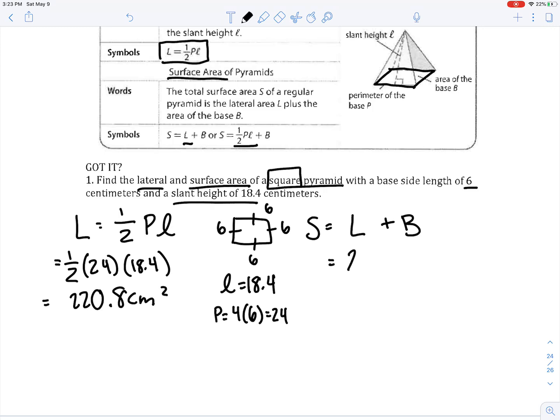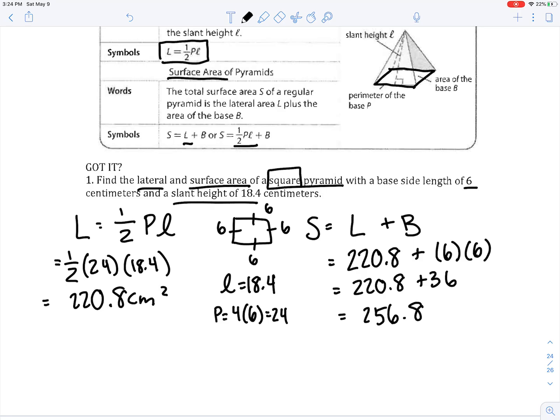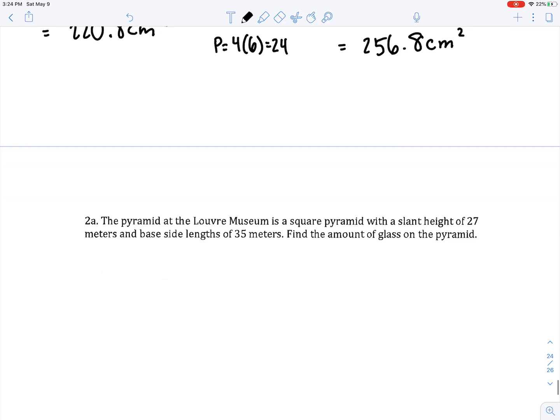Let's look at surface area. Surface area is the lateral area plus the area of the base. Well, the area of a square would be length times width, or base times height. All of the sides of a square are equal, so that would be 6 times 6. Multiply first because of PEMDAS, and then add to find 256.8 centimeters squared.